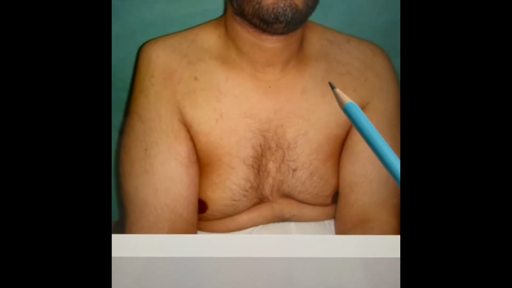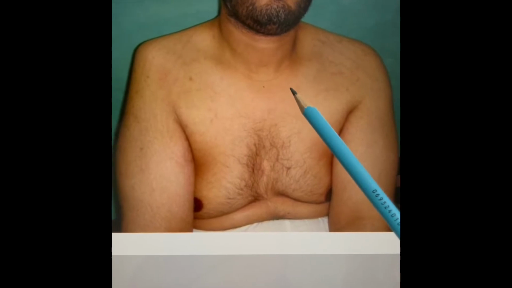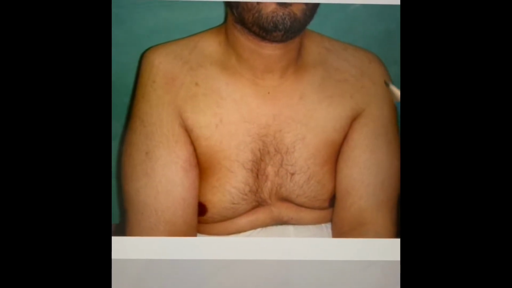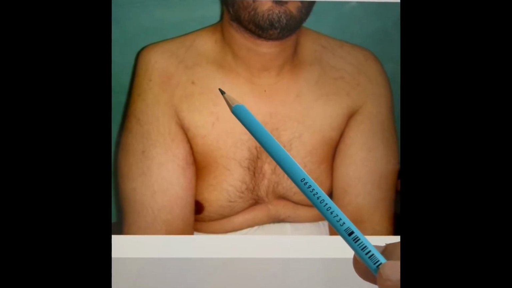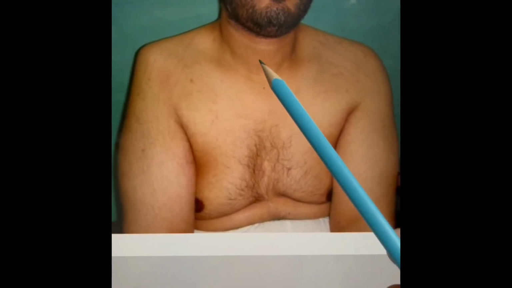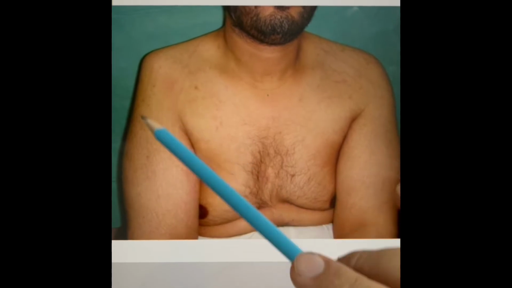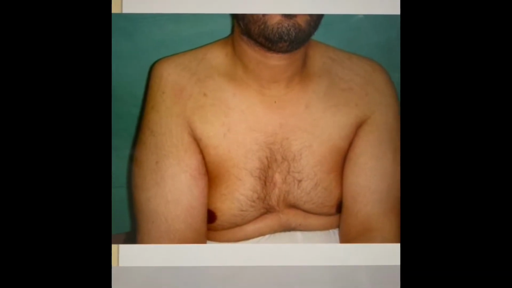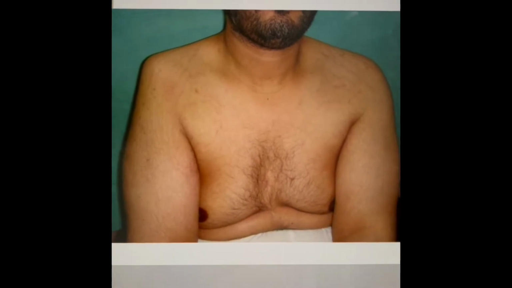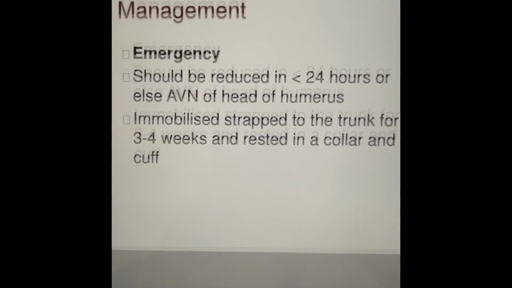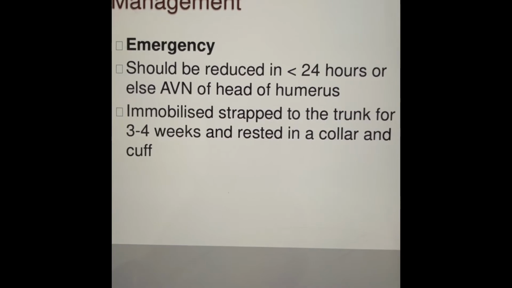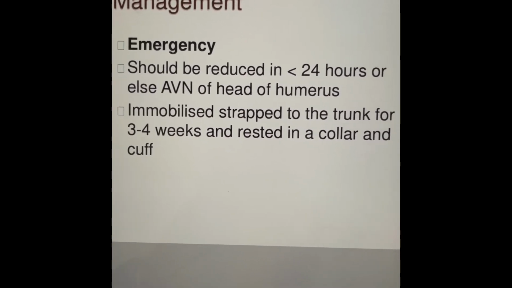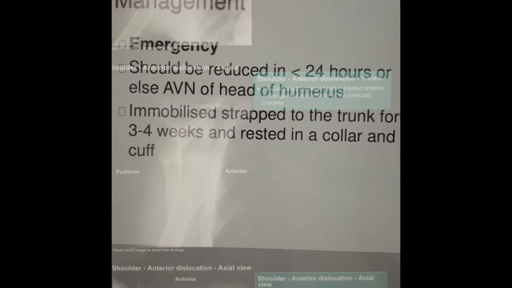This is a patient who presents with a shoulder dislocation. Look at the contour of this shoulder as well as this shoulder. This kind of patient, when presented with acute dislocation, has this kind of shoulder presentation and is in acute pain. When the patient presents with an acute dislocation of the shoulder, it should be reduced as early as possible and immobilized.